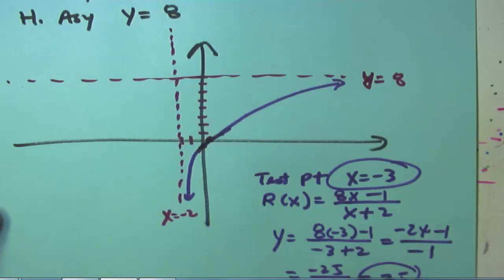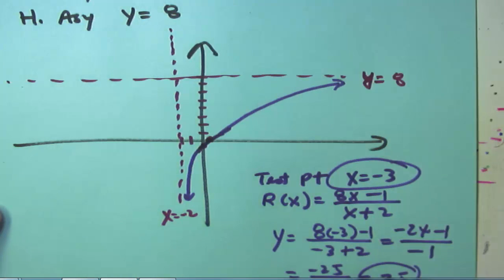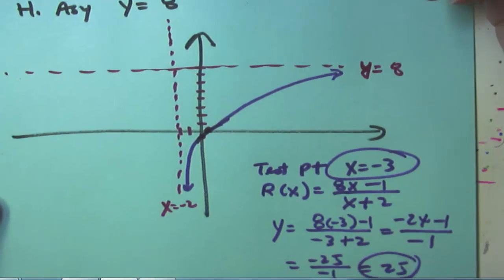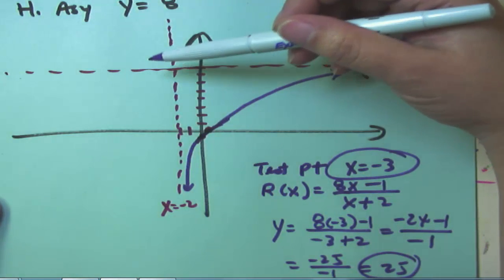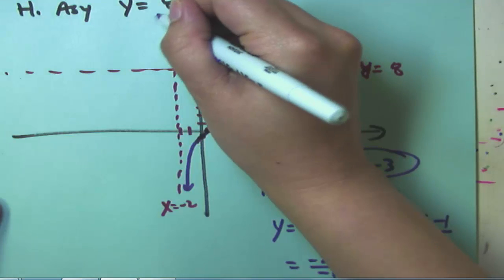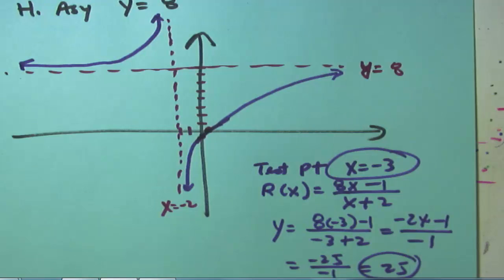Which means the point is going to land up here when you have -3 for x. I'm sorry, this is positive 25. So when you have -3 for x, your y is positive 25. So it's going to get close to the asymptote, something like that. So that would be your graph.